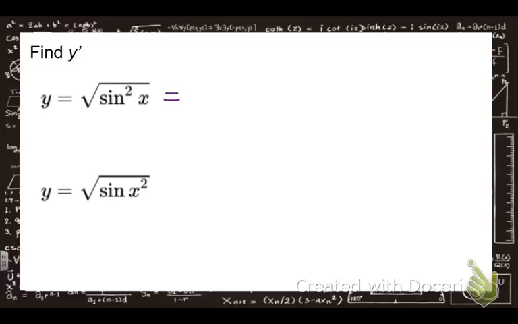So for this, I'm going to rewrite it. The first thing I'm going to do is rewrite this as sine to the power of 2x to the 1/2. And then I want you to realize that we can rewrite this. Sine to the power of 2x is the same thing as sine of x quantity squared. And that whole thing is raised to the power of 1/2.